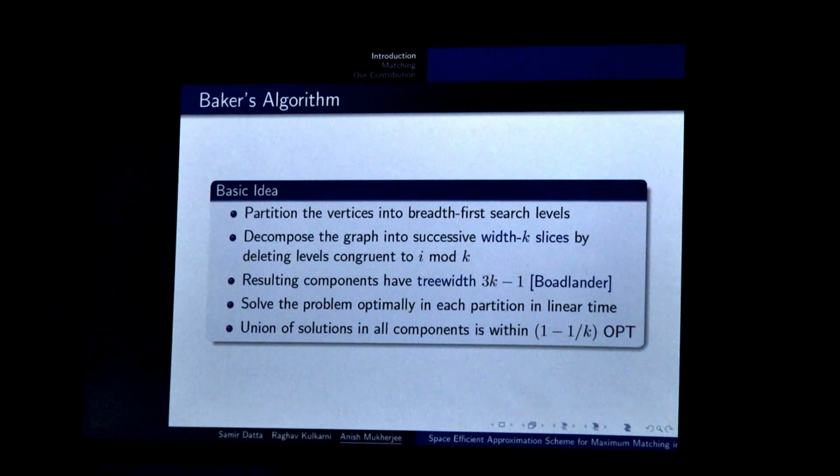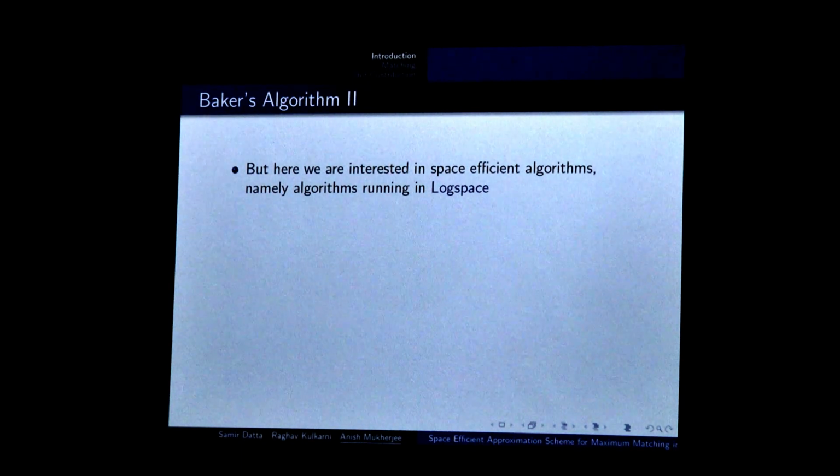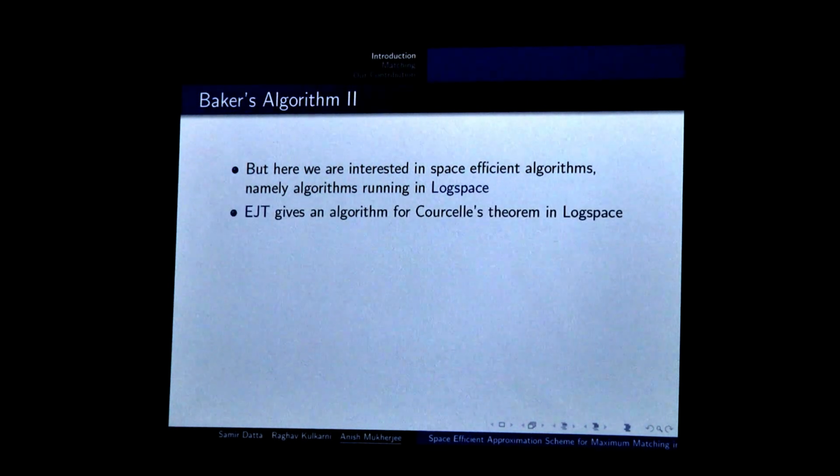So it's a very general algorithm which works for many graph problems, and in linear time, so it's super efficient also. But as the title suggests, we are more interested in the space complexity, so mainly in log space. Log space is a Turing machine whose work tape is bounded by order log n bits. So basically you can at a time store some constant number of vertices or edges. Elberfeld, Jakoby and Tantau showed an algorithm for Courcelle's theorem in log space, which is good for us.